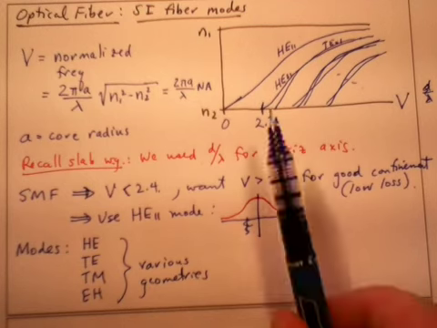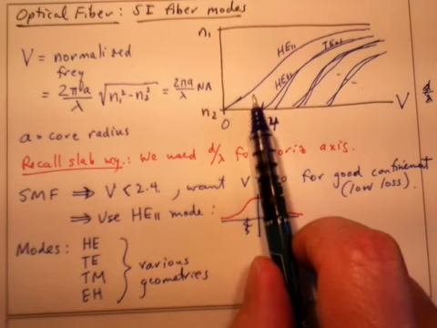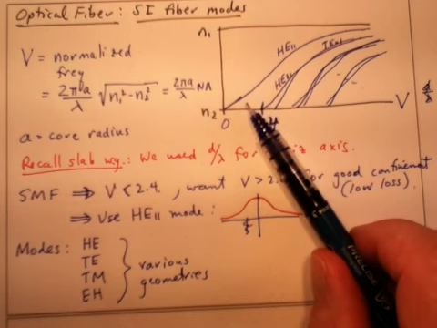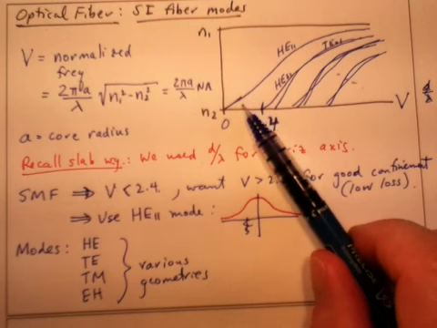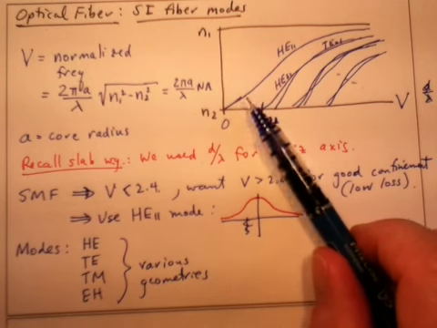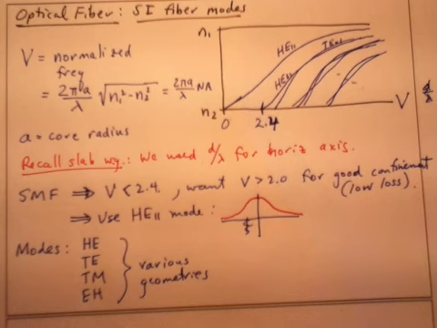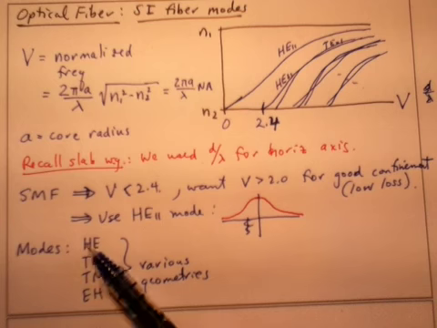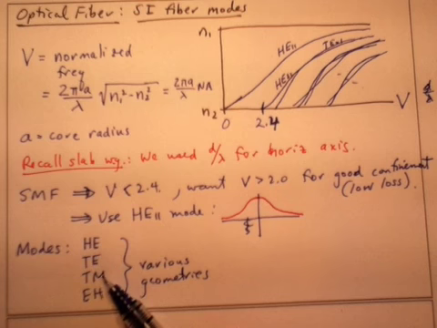And we say that this is single mode behavior when V is less than 2.4, but it's important to realize that there are two polarizations possible. So even though we say it's single mode behavior, technically there are two modes, one for each polarization. The H's stand for hybrids. We've got the TE and the TM, various polarizations.